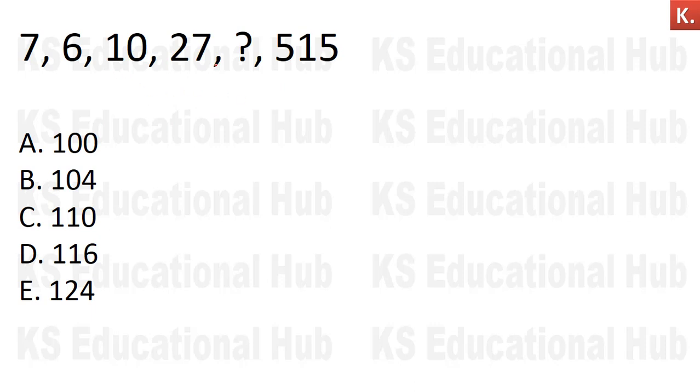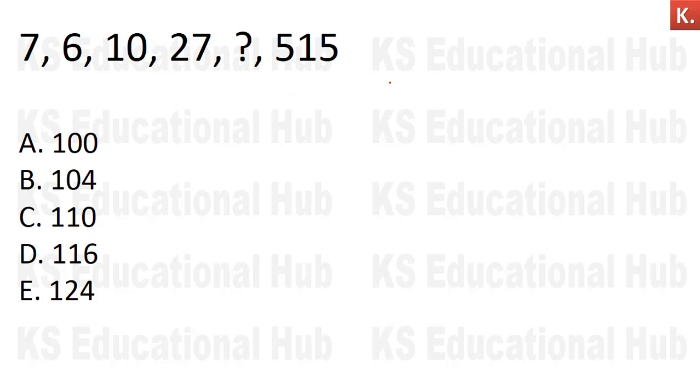7, 6, 10, 27, question mark, 5, 15. So 7, 6, the value decreased, then increased, and it is increasing. How can 7 be made as 6? There are two ways, right?